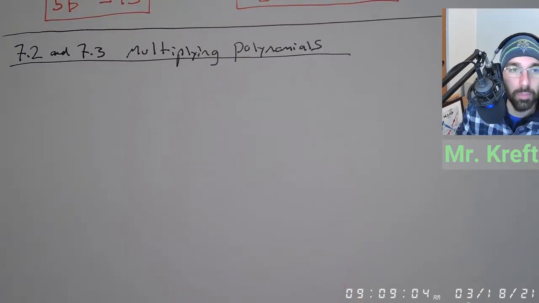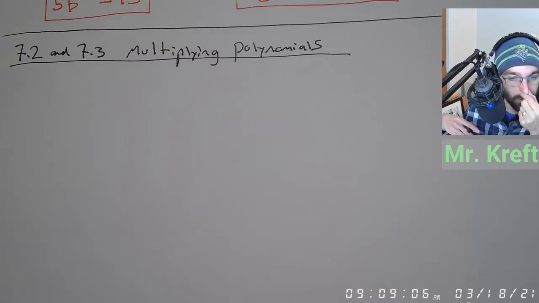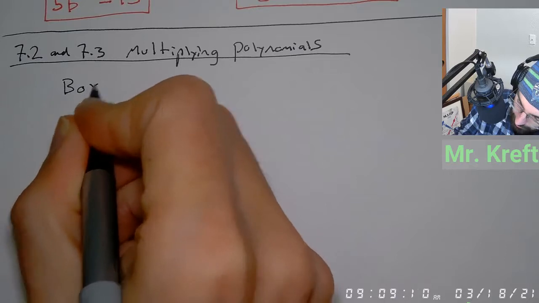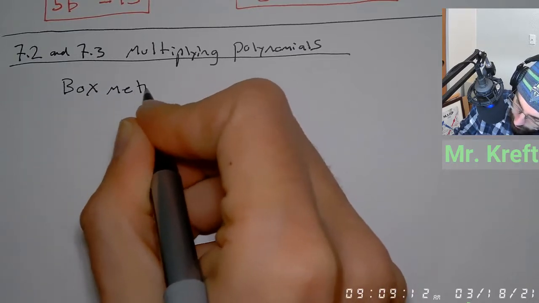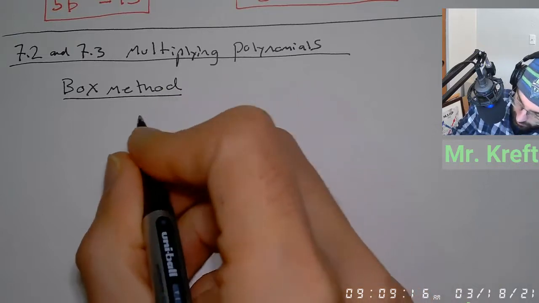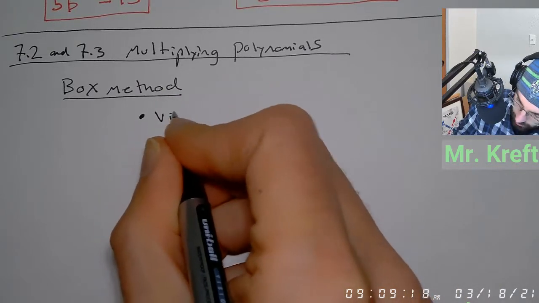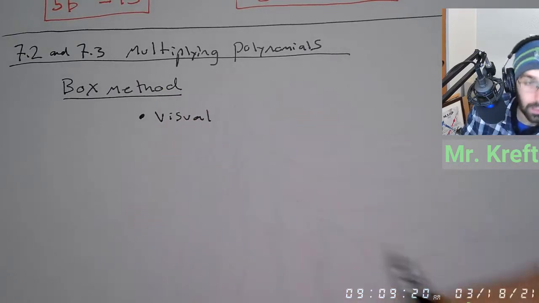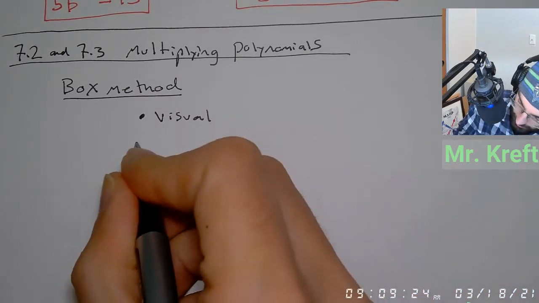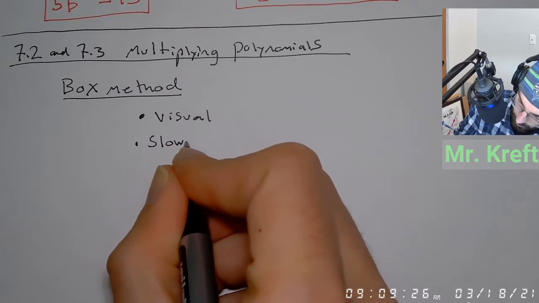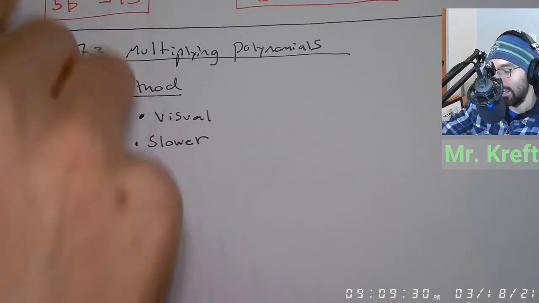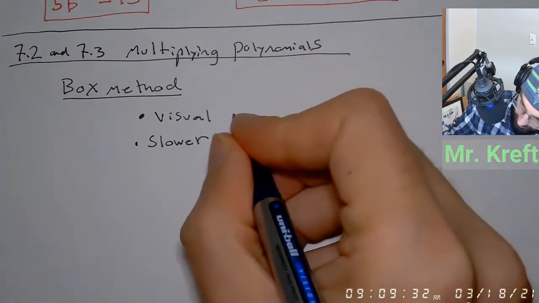So with multiplying polynomials, we're going to do these two ways, okay? The first way we're going to do this is the box method. Now, the box method is visual, okay? So I know a lot of people like having a visual thing, but it's slower, okay? Now, I recommend, Mr. Kraft recommends this.